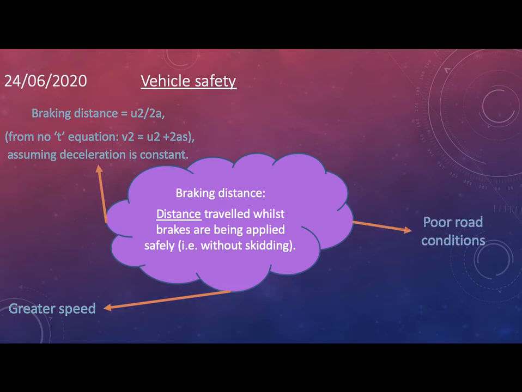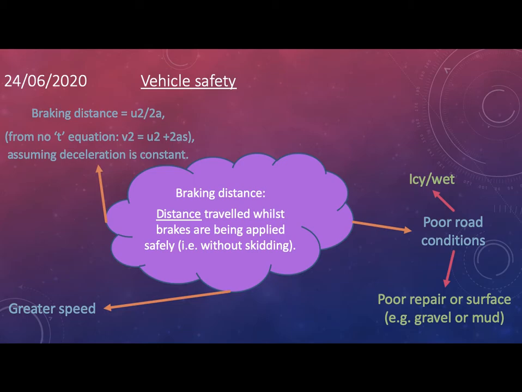Well, poor road conditions. The road could be icy or wet, so you wouldn't slow down as quickly, or the road could be in poor repair, or it could be a poor road surface, so there might be gravel or mud, for instance. Both of those would mean you've not got as much friction with the road, so the braking force isn't as large.